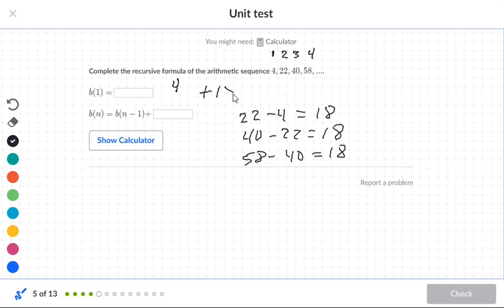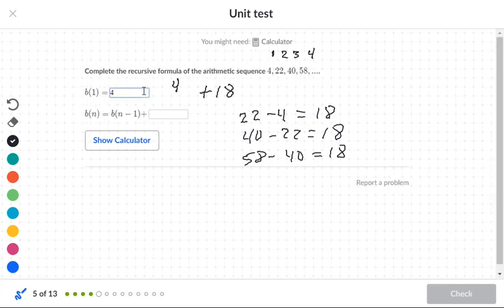So what's happening here is we're adding by 18 to get the next larger number. So in the first box we're going to put down the 4 because that's what we started with in the sequence here. And then what we're doing is we're adding 18 each time. Notice you do not have to put down the plus 18 because the plus sign is there. The only thing you have to do is just type an 18 into the box.